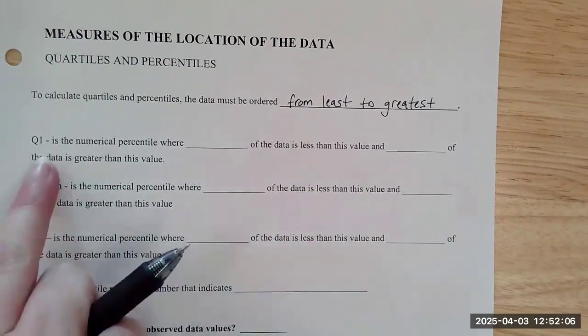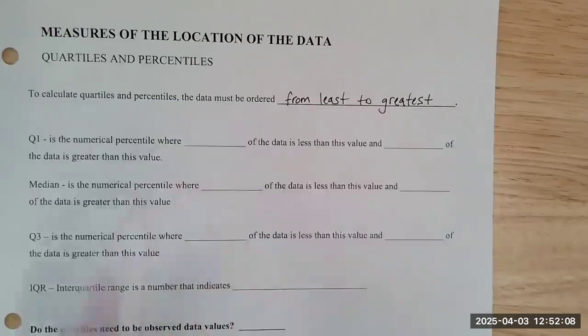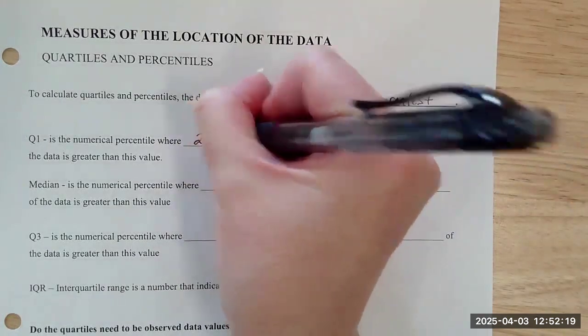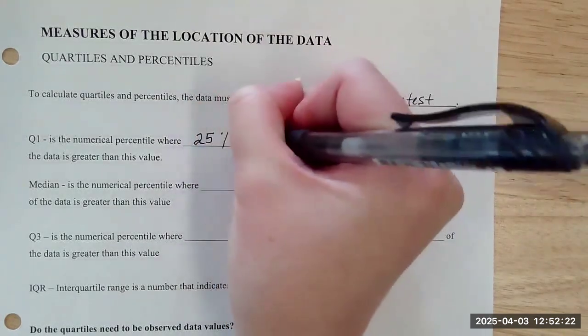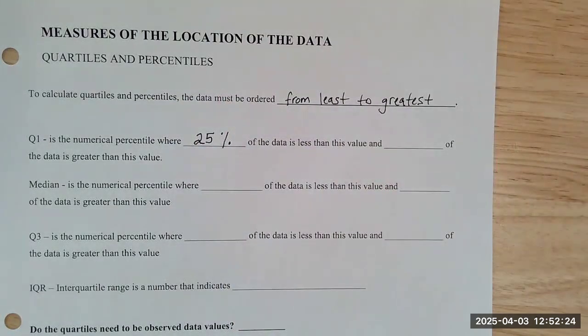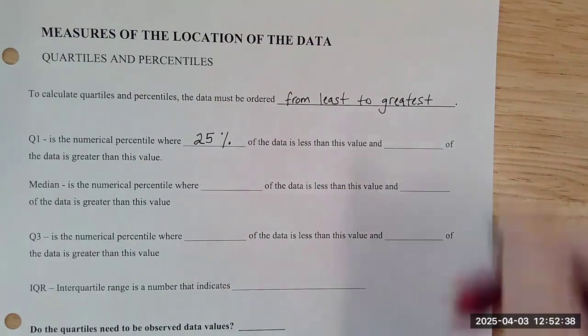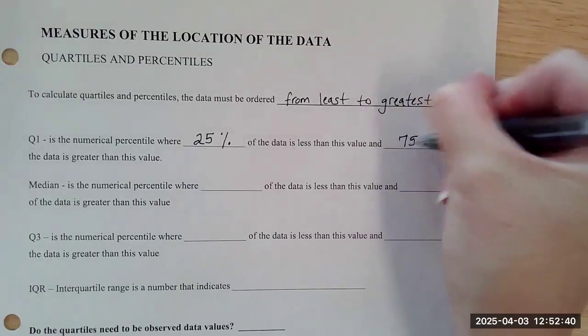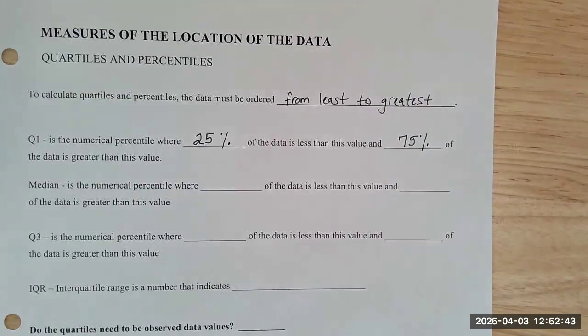Q1 is the numerical percentile where blank percent of the data is less than this value and blank percent of the data is greater than this value. And so for Q1, this first number is 25% of the data is less than this value. So Q1 is the 25th percentile. So if 25% of the data is smaller than that value, what percent is bigger than that value? 75. So we're going to put 75 right here. And 75% of the data is greater than that value.